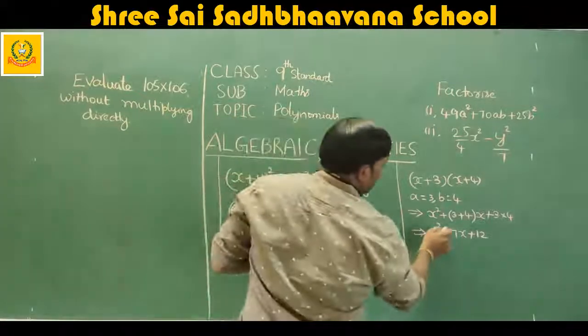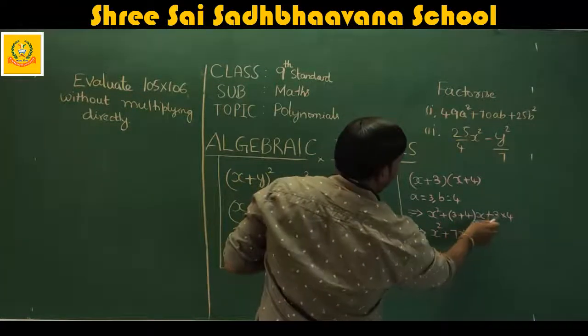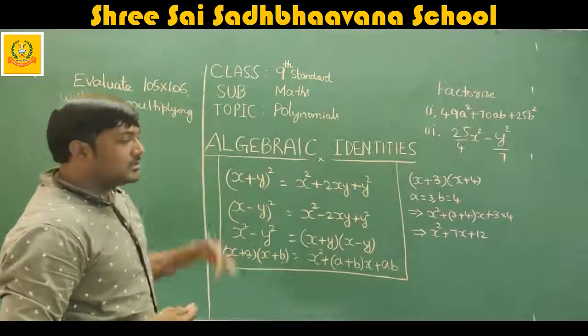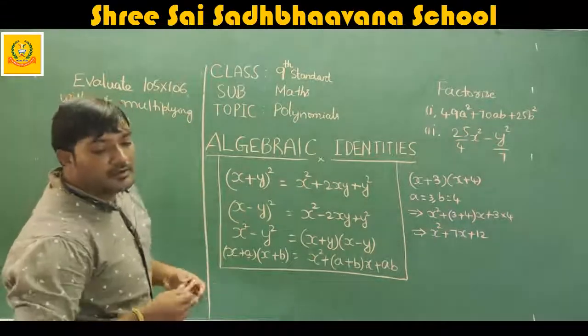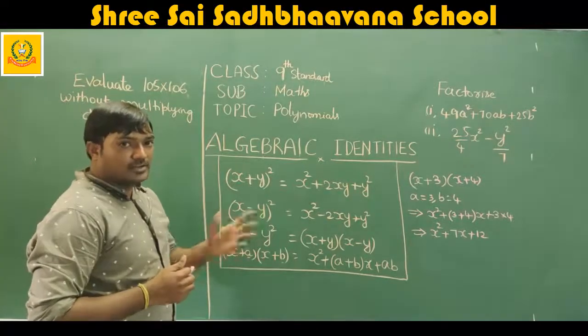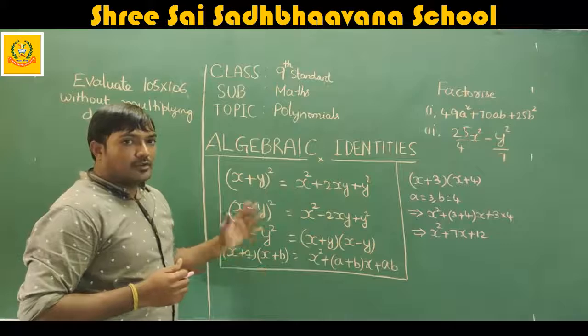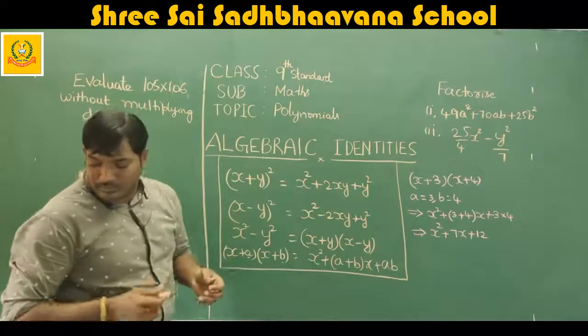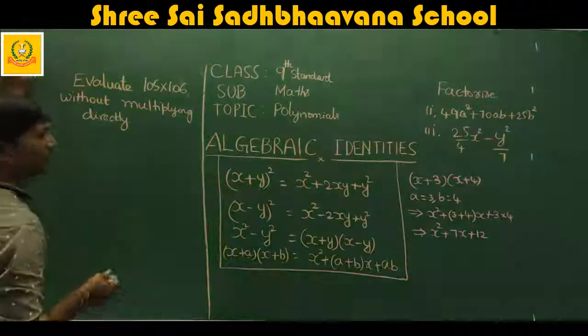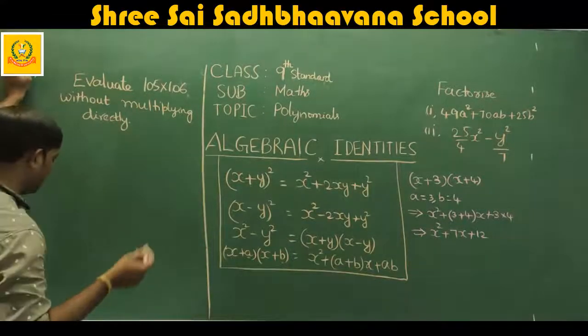Alright, so x square, 4 plus 3, 7, 7x plus 4 into 3, 12. That's all. Just substitute and you will get the answer directly. I hope you understood that. This is just an example to explain the identity I used. And the same kind of sums you have in your homework, like in your textbook.